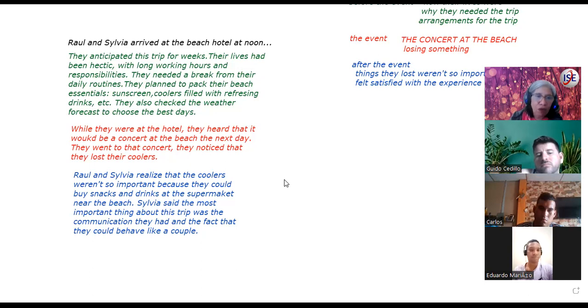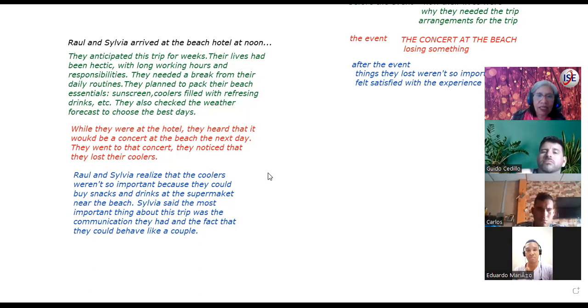And of course the closing is okay. Also, they have all the details. They noticed the coolers. They weren't so important, because they could go to a supermarket near the hotel and buy everything they wanted. So they didn't pay attention to that, but they paid attention to the fact that during the concert they were happy and they noticed they could communicate.